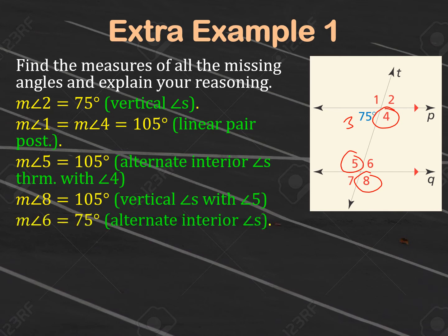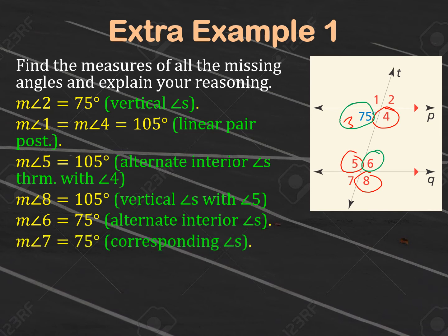Now angle 6 is 75 degrees, and there are a couple ways to look at this. One way to look at it is that it's alternate interior angles with angle 3. And since angle 3 is 75, angle 6 is congruent, it is also 75 degrees. You can also say that it is a same side interior angle with angle 4, so they're supplementary. You can also say they're in linear pair with 5 or 8, so therefore it's 75 degrees.